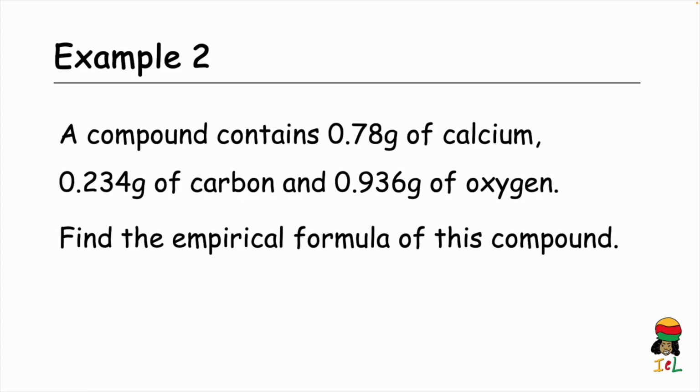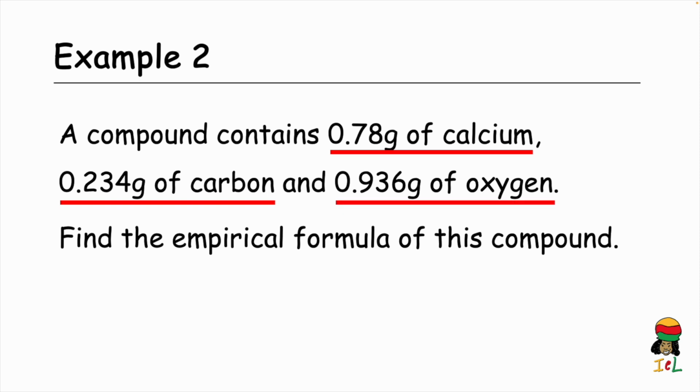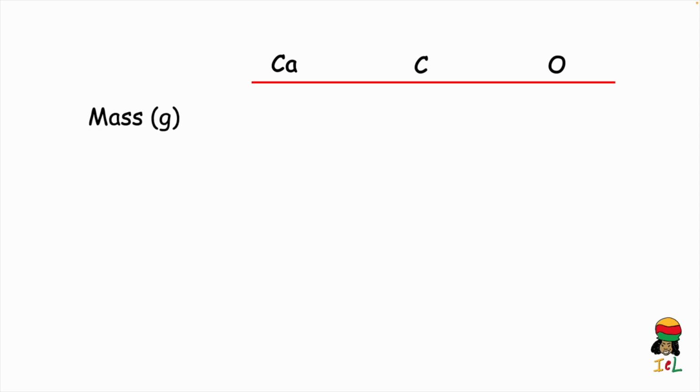Example 2. A compound contains 0.78 grams of calcium, 0.234 grams of carbon, and 0.936 grams of oxygen. Find the empirical formula of this compound. Following the same steps, first step, record the symbols of the elements stated in the question, and in this question we have Ca for calcium, C for carbon, and O for oxygen. Step 2, we are going to record the mass in grams for each element below its symbol. For calcium, 0.78 grams, carbon 0.234 grams, and oxygen 0.936 grams.